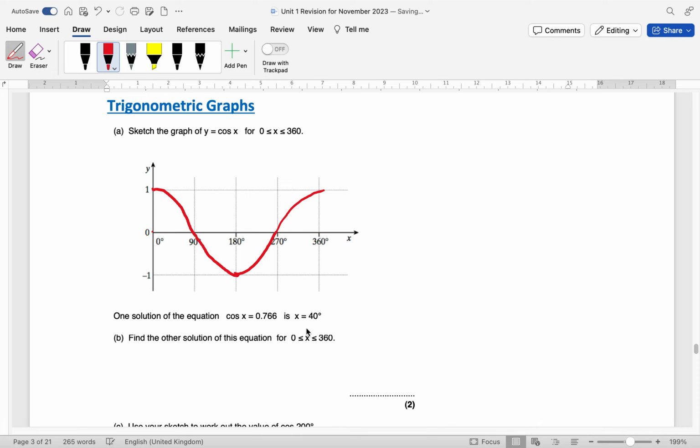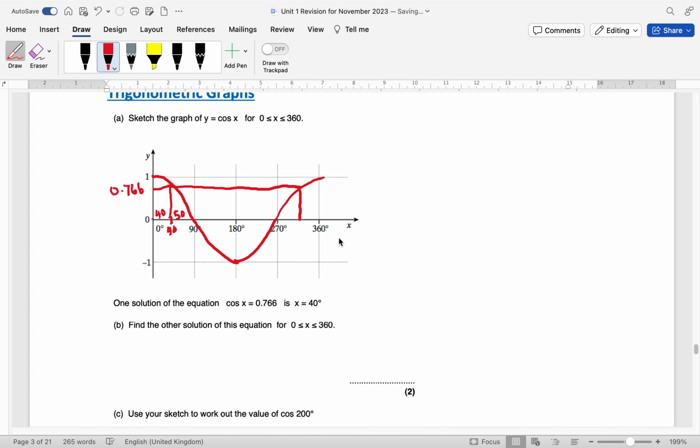One solution to cos x equals 0.766 is x equals 40. So what they're trying to tell you here is when that's 40, one of the solutions here is 0.766. I like to write 40 there and then work out what that is, which is 50. So work out the split there. Okay, they are then asking for the other solution for 0.766. So the other solution for 0.766 is over here, but we need to know which is 40 and which is 50.